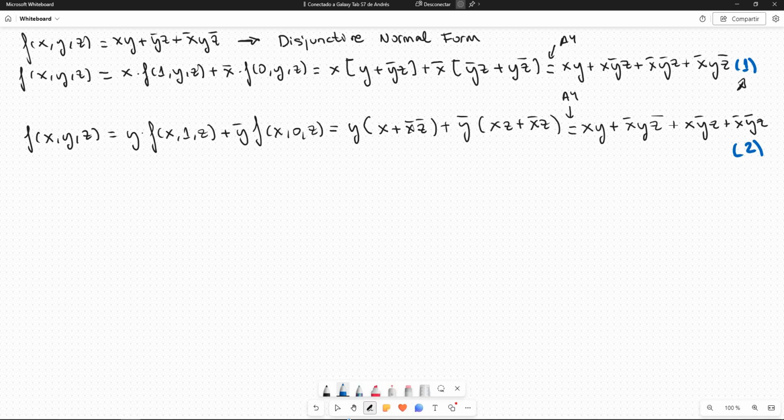And we finally have to apply the Shannon expansion theorem to the second function, but this time using the z, the third and last variable. So again, we apply the Shannon expansion theorem, but this time using the z.